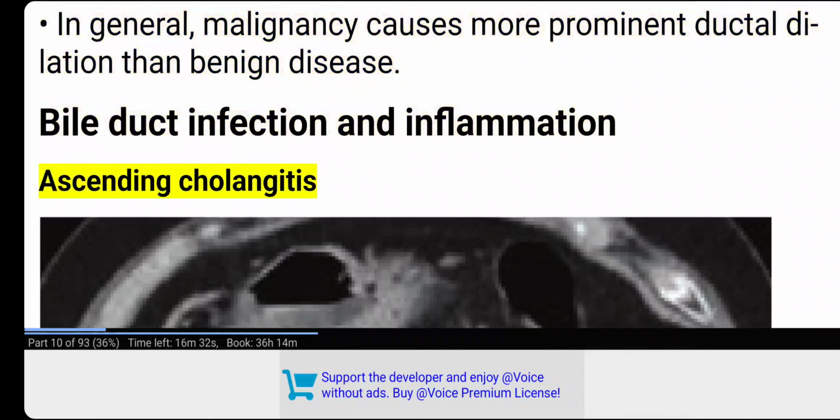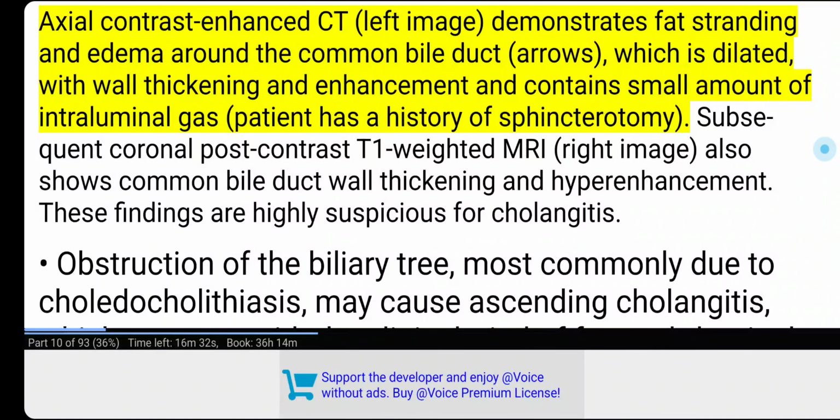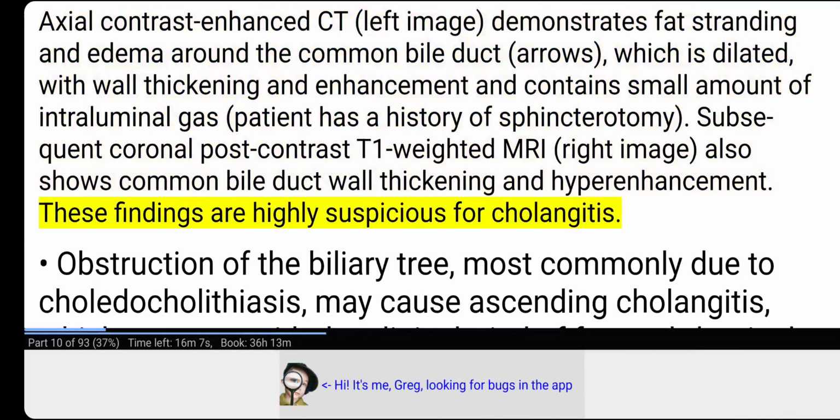Ascending cholangitis. Axial contrast-enhanced CT, left image, demonstrates fat stranding and edema around the common bile duct, arrows, which is dilated, with wall thickening and enhancement and contains a small amount of intraluminal gas. Patient has a history of sphincterotomy. Subsequent coronal post-contrast T1 weighted MRI, right image, also shows common bile duct wall thickening and hyperenhancement. These findings are highly suspicious for cholangitis.